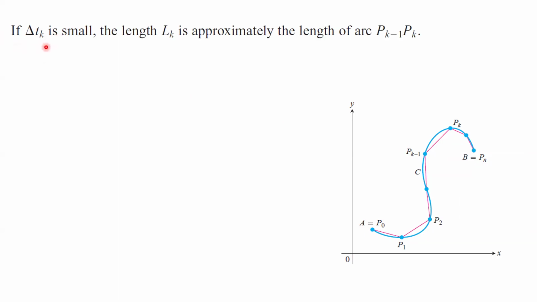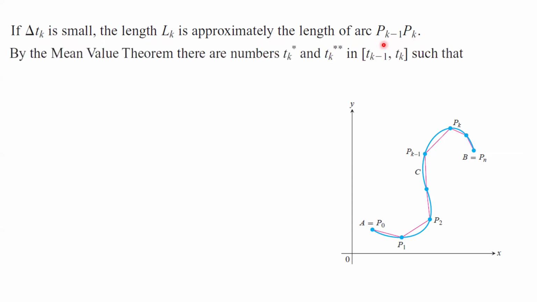So if delta t sub k is very small, the length L sub k is approximately the length of arc P sub k minus 1, P sub k. By the mean value theorem, we know that there are numbers like t sub k star and t sub k double star in the closed interval t sub k minus 1 and t sub k such that delta x sub k, which is f of t_k minus f of t_k minus 1, is equal to the derivative of f at t sub k star times delta t_k.